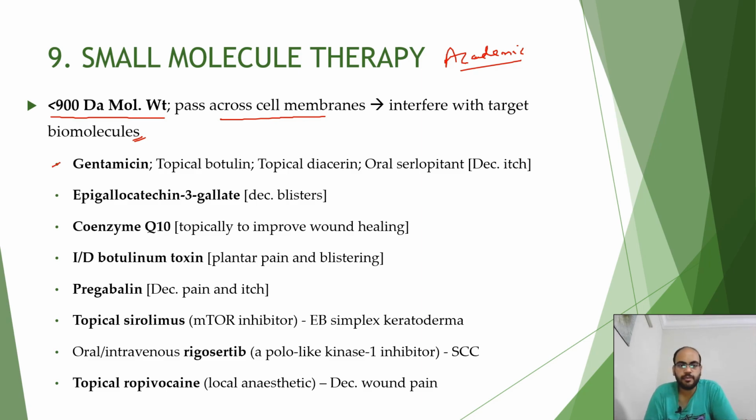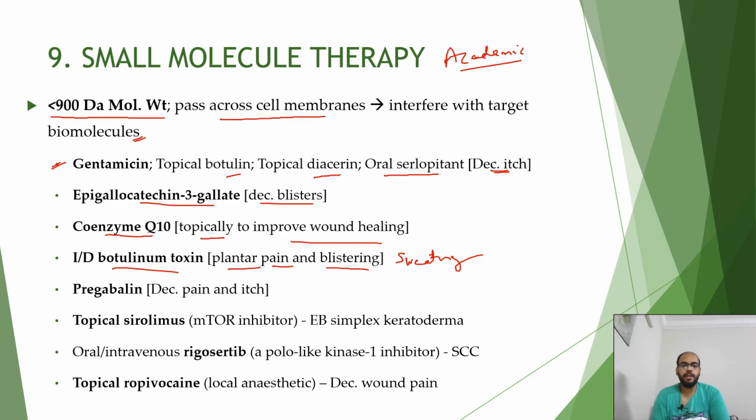So gentamicin has been used. Topical botulinum, topical diacerein, and oral serlopitant have been used, not along with but separately, to decrease the itch associated with inflammation in EB. Epigallocatechin 3 gallate has been used to decrease the number of blisters. Coenzyme Q topically has been used to improve wound healing. Intradermal Botox has been used for treating plantar pain and blistering. Also, it decreases sweating. So, as we know, blistering increases because of sweating, so that can happen.